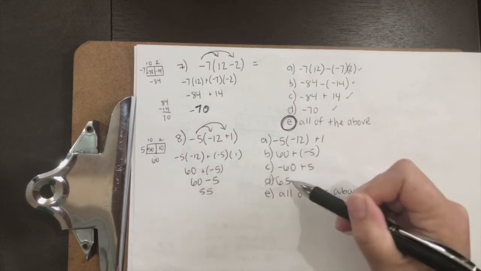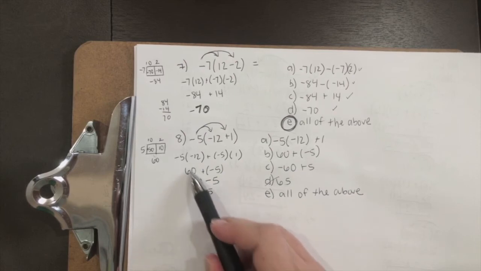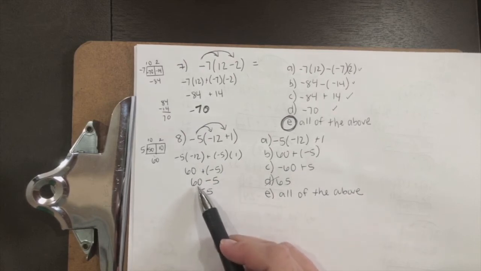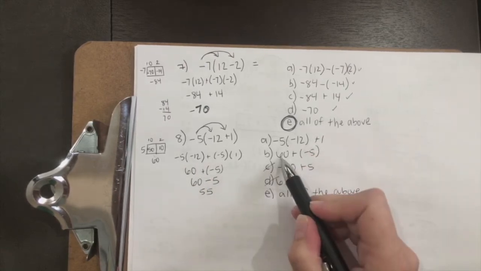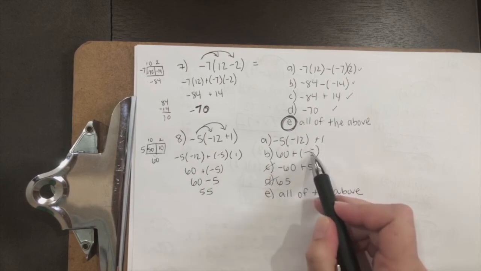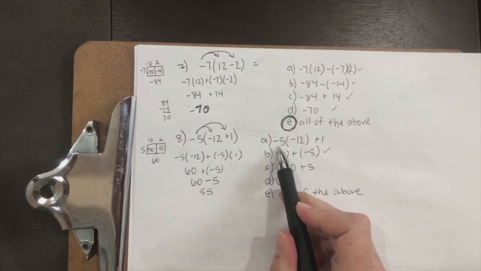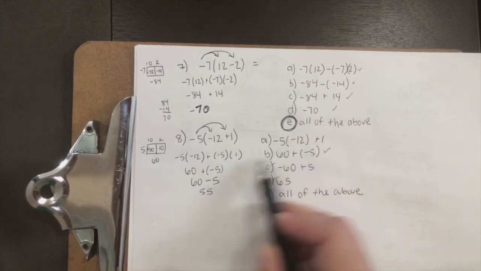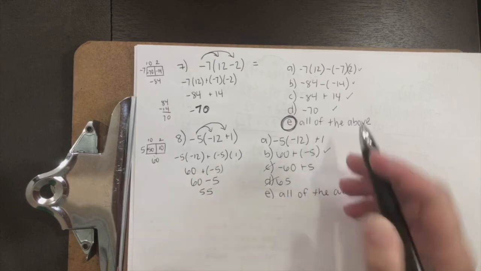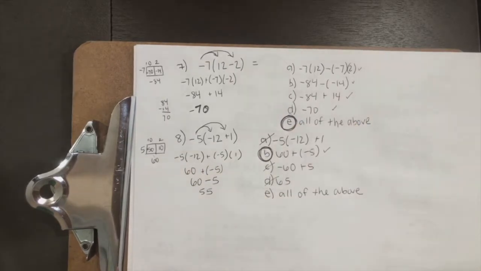It's not D, because that says 65. Negative 60 and positive 5, no, the 60 was never positive. Never, I mean, sorry, the 60 is positive. The 60 was never negative. 60 is positive and plus a negative 5? Yes, this is correct. Negative 5 times negative 12, we've got that. Plus 1, this person forgot to multiply by the negative 5. So that's not correct. So B is our only correct answer for number 8.